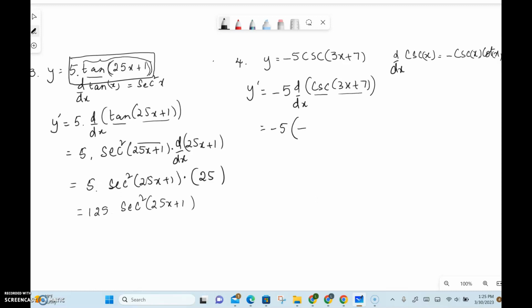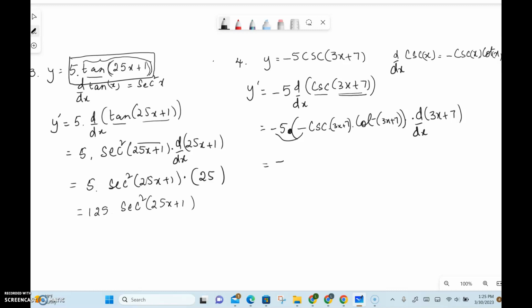We're going to differentiate with respect to 3x plus 7 first. So we have negative cosecant x cotangent of x, but instead of x we have 3x plus 7. And then we go times, and that's the chain rule, d by dx of 3x plus 7, which is the inner function. So negative times negative. Notice it's multiplication. Either put parentheses or make it very clear to yourself that it's multiplication.